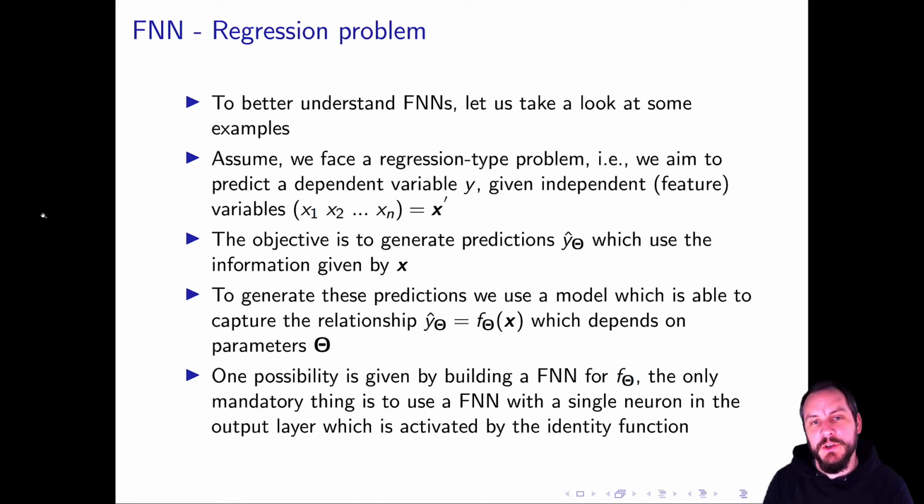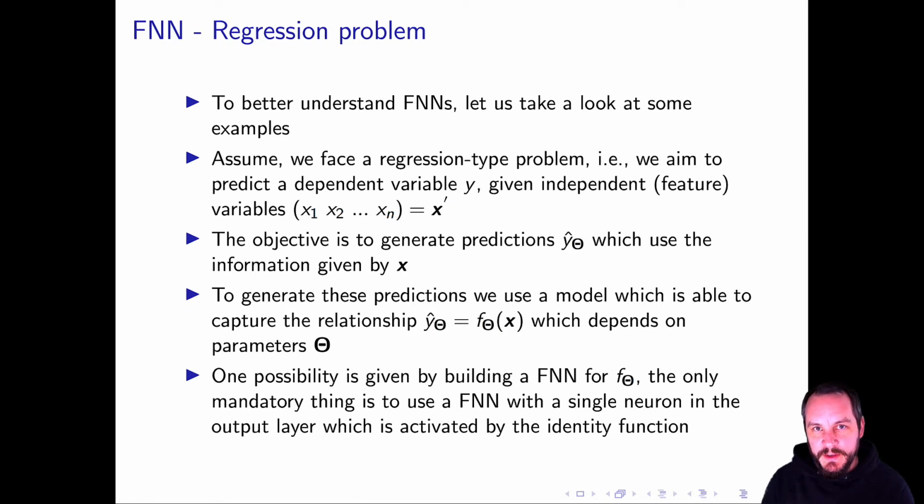We need to distinguish. If we face a regression problem, then for each observation, usually we need a single value that is typically unbounded. So any numerical value, for instance, could represent a house price, the rent we are paying, a price for a car, or whatever we want to estimate.